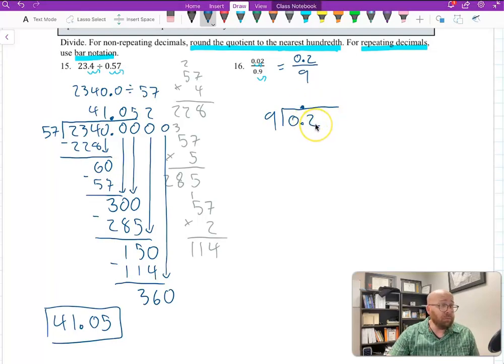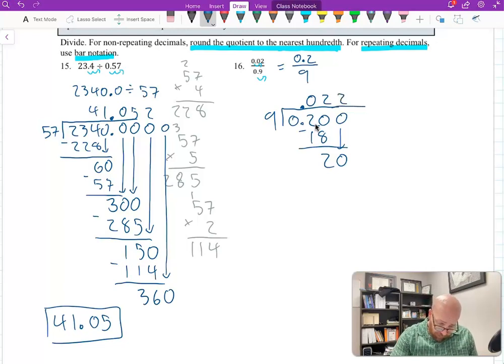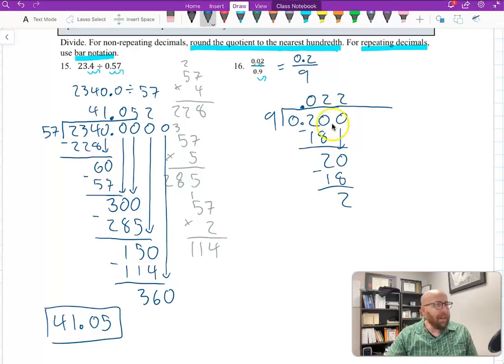9 doesn't go into 2. So we're going to add a 0 after the 2 and ask the question, how many times does 9 go into 20? Well, it goes in there 2 times because 2 times 9 is 18. We have a difference of 2. We'll add a 0, bring it down. How many times does 9 go into 20? 2 times, because 2 times 9 is 18, a difference of 2. And do you see what's happening now? We're going to keep getting a difference of 2.